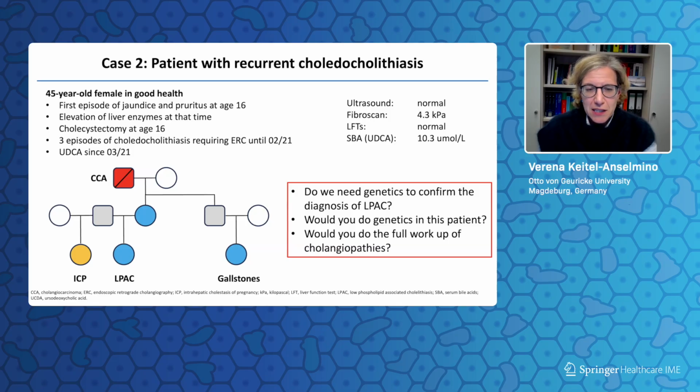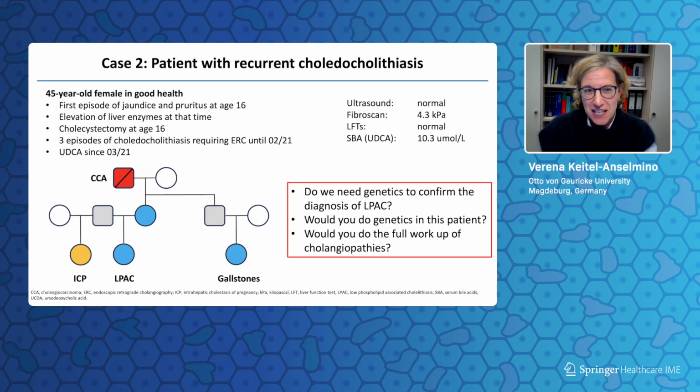So do we need genetics to confirm the diagnosis of ALPAC in these patients? This is actually a clinical diagnosis, so we do not need this. Would you do genetics in these patients? Well, I'm sure my 2 experts agree we actually would, and I did. And they both know what I found. I found an ABCB4 heterozygous pathogenic variant.